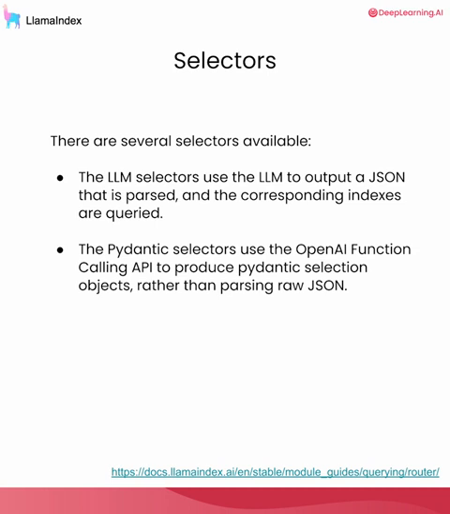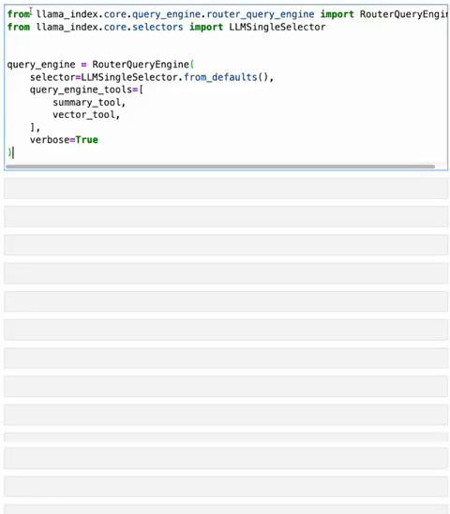Let's try an LLM-powered single selector called LLM single selector. So we import two modules. We import a router query engine as well as the LLM single selector. You see that the router query engine takes in a selector type as well as a set of query engine tools. The selector type you see is just the LLM single selector, which means that it prompts the LLM and makes a single selection. And the query engine tools include the summarization tool as well as the vector tool.